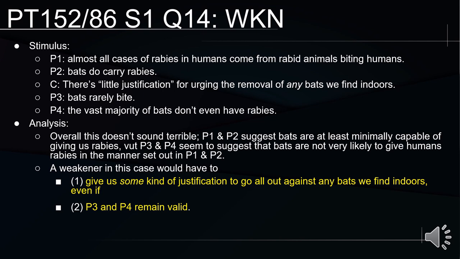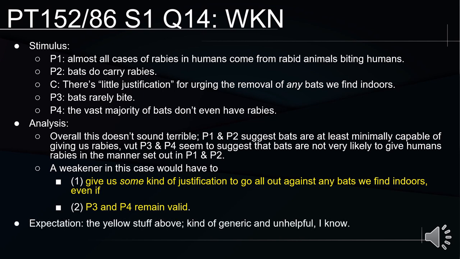I feel like these two premises do have to earn a mention at this point in my analysis, because a weakener would somehow have to overcome these two properties of bats. Because P3 and P4, put together, pretty strongly suggest that bats really probably aren't going to be very good at giving us rabies. So we probably don't need to worry quite as much about that aspect of bats, right? And so a justification to be worried and to go real hard against bats would have to overcome the potential objections that are raised by P3 and P4.